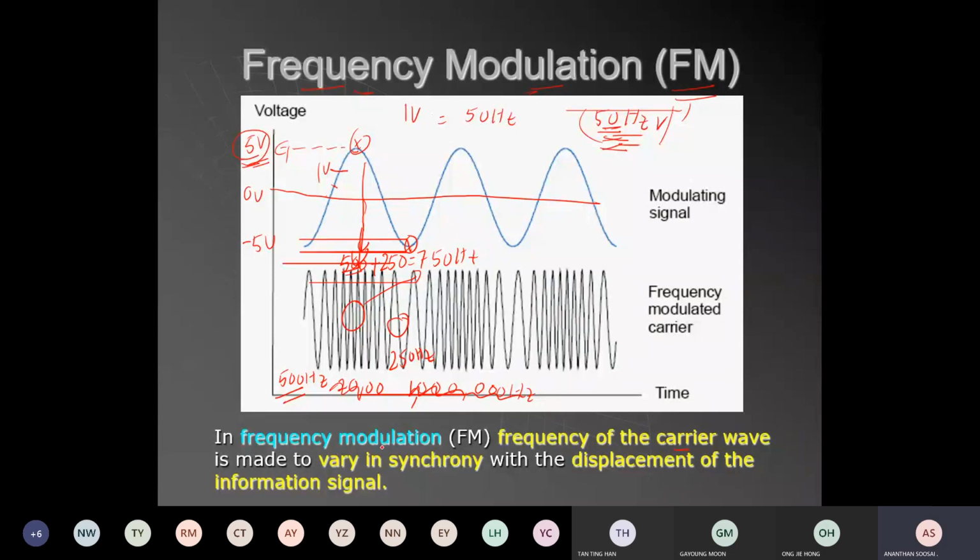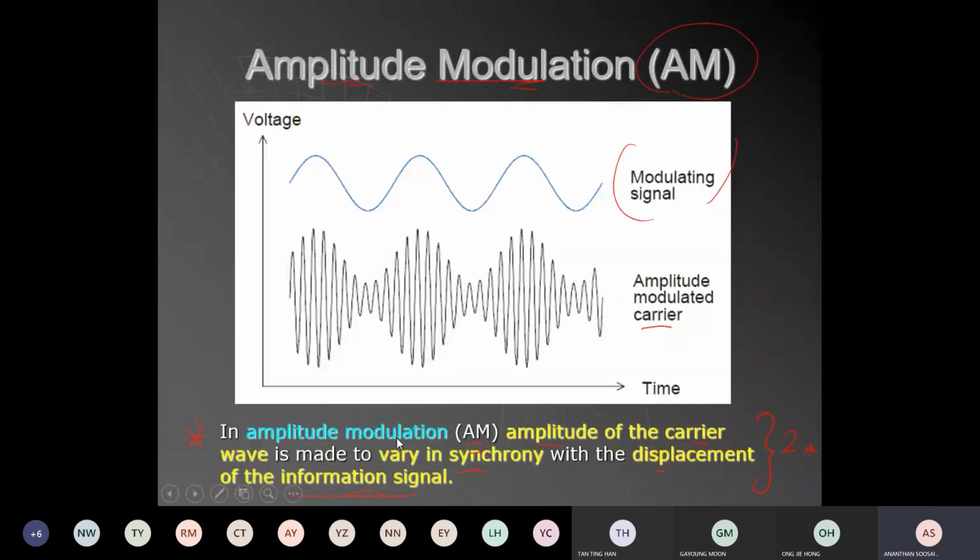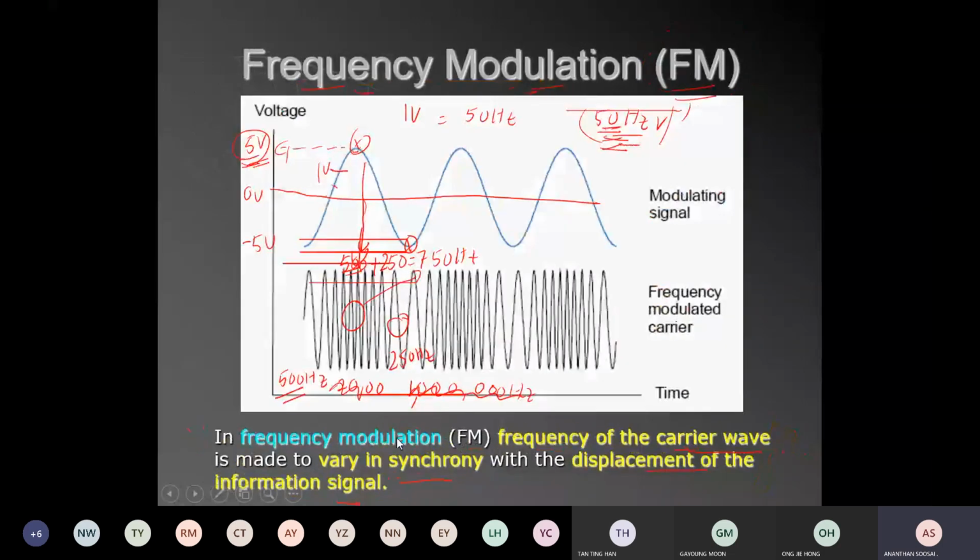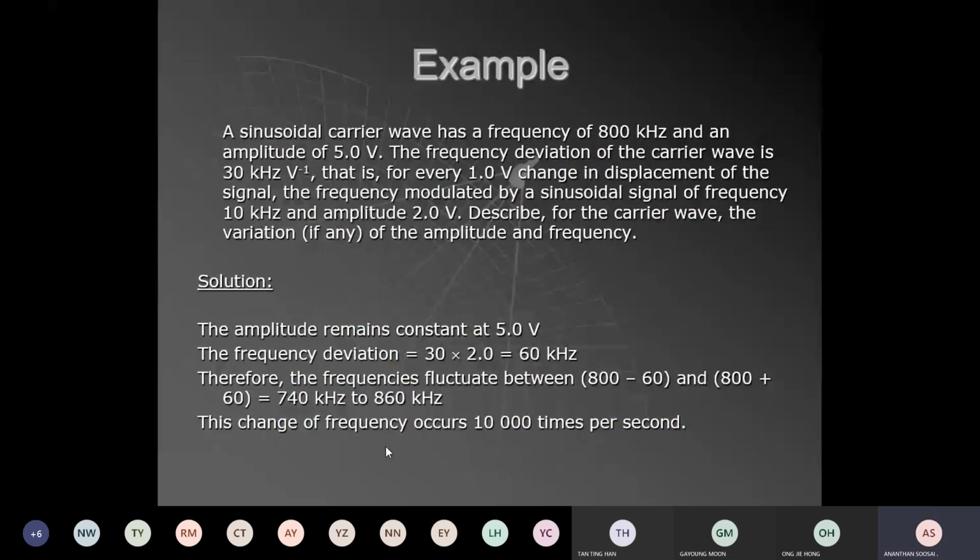Okay, what is frequency modulation? The frequency of the carrier wave is made to vary in synchrony with the displacement of the information signal. So this is FM. So you have two types. The earlier one is what? AM, amplitude modulation. The second one is FM, frequency modulation. Okay, so which is good? Which is bad? Both have good and bad, and that's what we're going to discuss. First, one example to understand FM. Okay, look at this example.